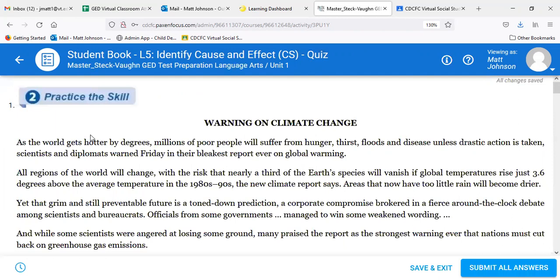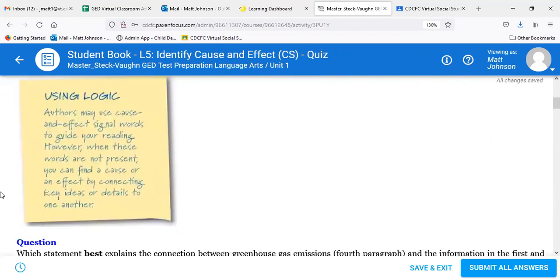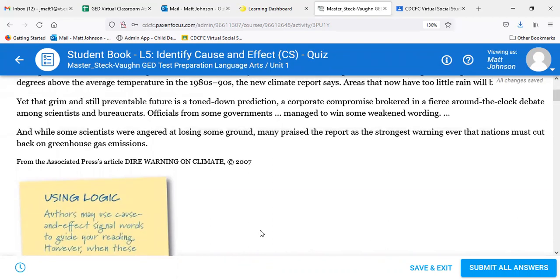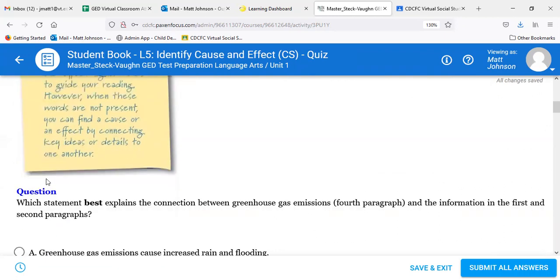Okay, and same text passage we just went through, talking about climate change and the effects on the environment. Our text here says authors may use cause and effect signal words to guide your reading. However, when these words are not present, you can find a cause or an effect by connecting key ideas or details to one another. So yeah, you're not always going to have the signal words and things that link up, but it's pretty obvious when an idea is presented like that. When you start talking about effects, when things are getting affected by, in this case, weather or climate, to link up to what the cause is going to be.